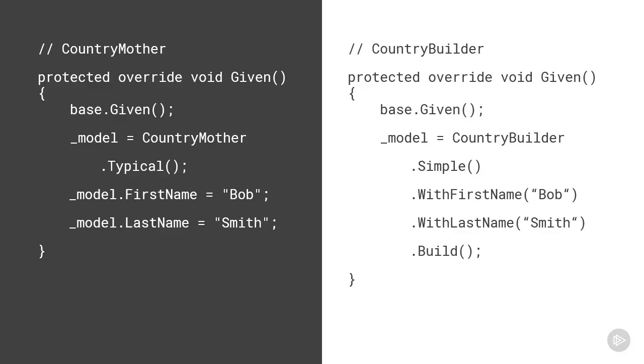Our new CountryBuilder class can now completely replace the older CountryMother class. Notice that with the CountryMother, we start off with a fully instantiated object and then make incremental changes to it. But with the CountryBuilder, we describe and retrieve the target object in one continuous chain of statements. We don't get a reference to the target object until the very end.